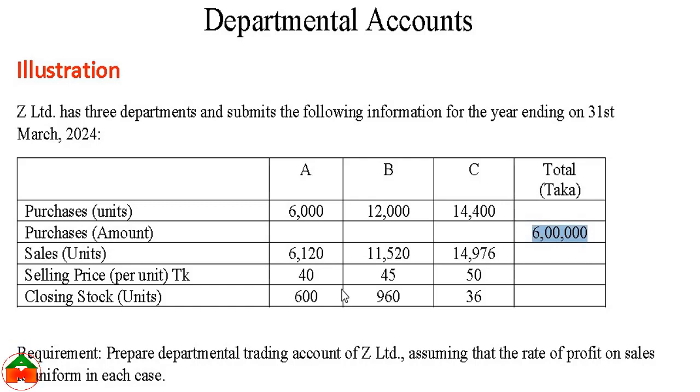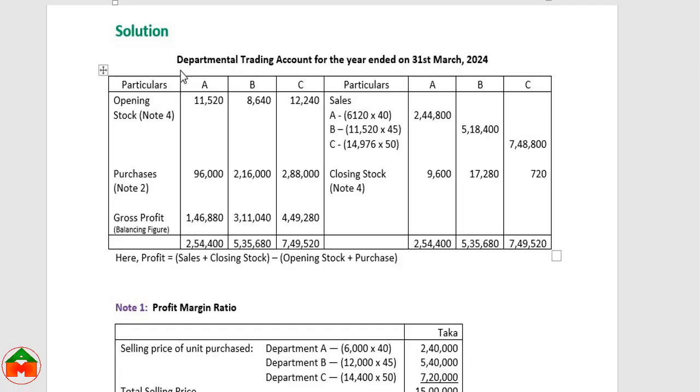So let's start the preparation of departmental accounts. As you can see, this is the solution of the previous illustration. In the departmental trading account, on the left side we show the opening stock and purchase, and on the right side we show sales and closing stock. On the right side of the departmental account, we have to show the sales and we have to show the closing stock.